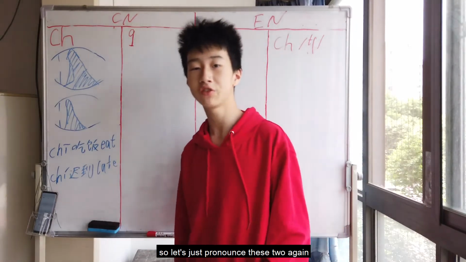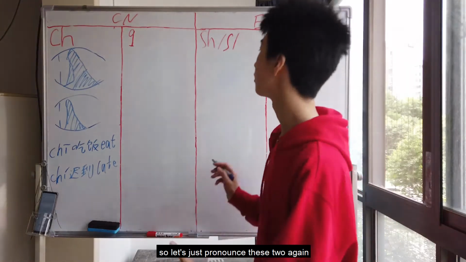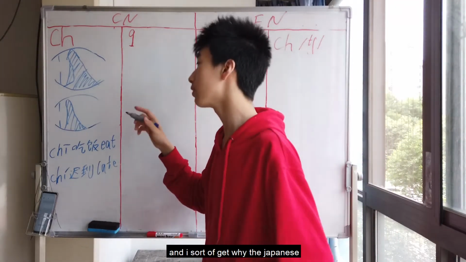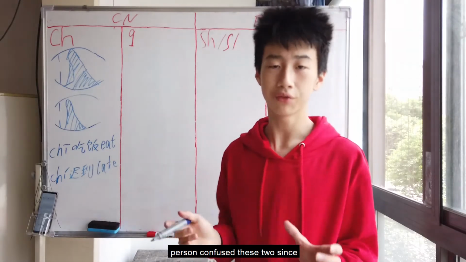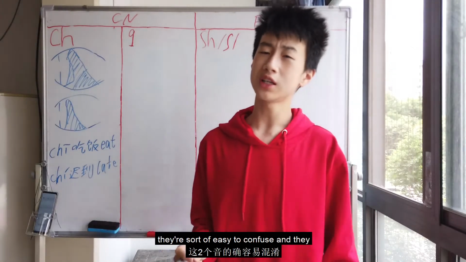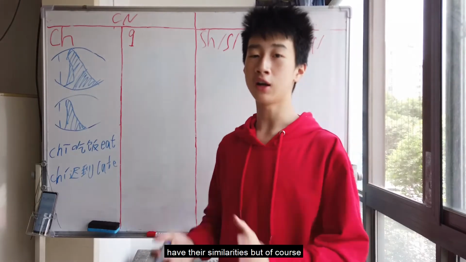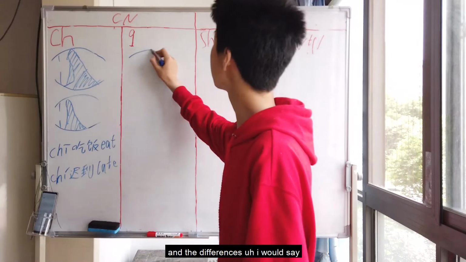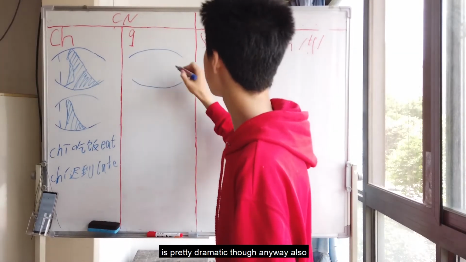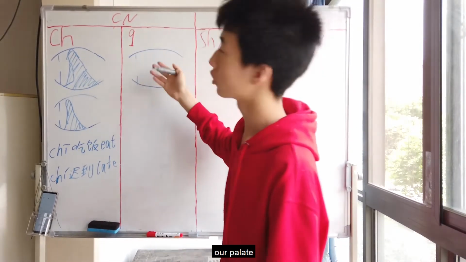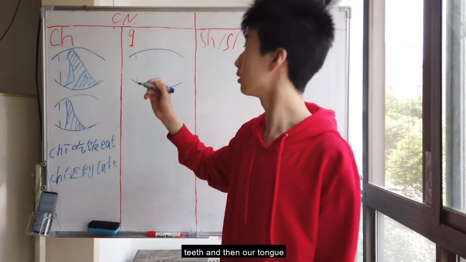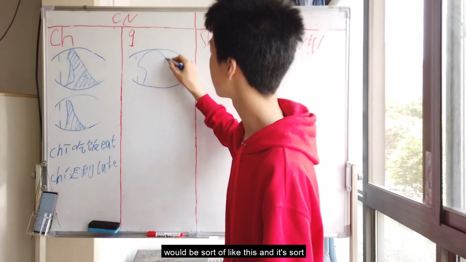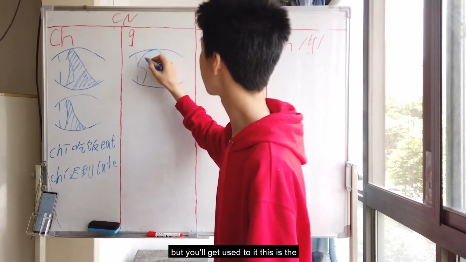Let's pronounce these two again: 吃饭, 迟到. Then let's look at the Chinese 七. I get why the Japanese person confused these two, since they are easy to confuse and they have similarities, but of course differences too. And the differences, I would say, are pretty dramatic. Our palate, teeth, and tongue would be sort of like this. It's a bit strange, but you'll get used to it.